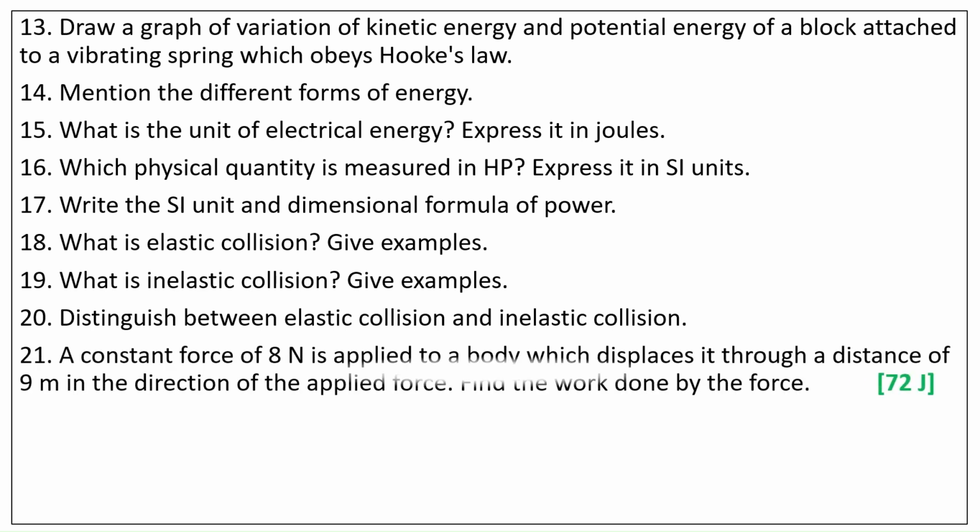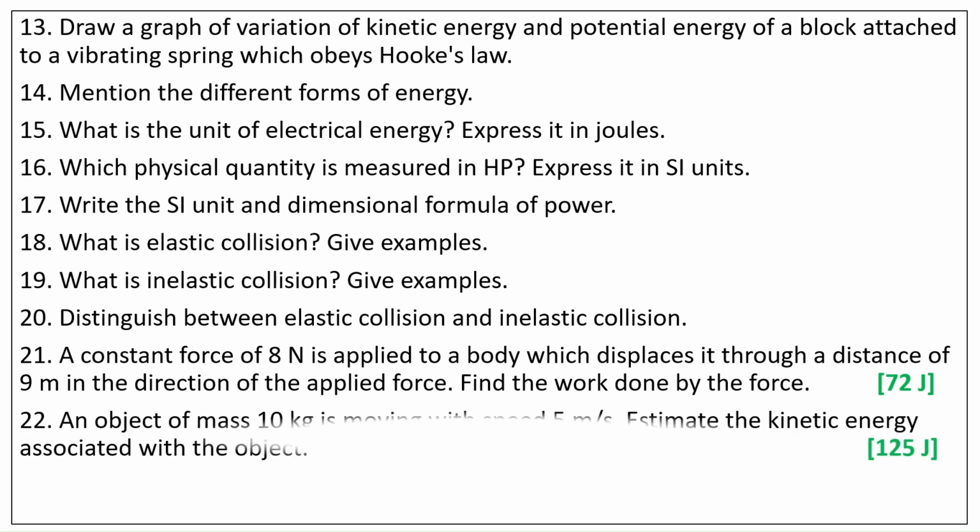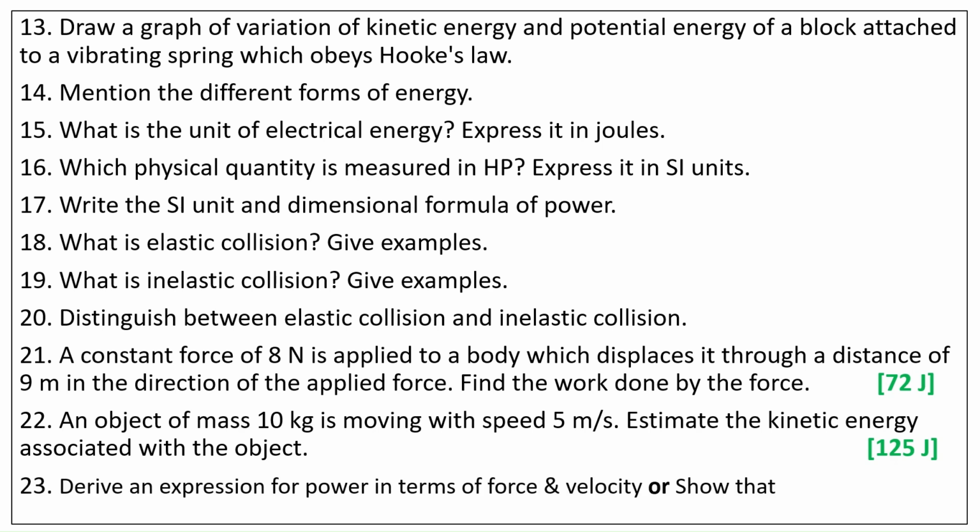21. A constant force of 8 Newton is applied to a body which displaces it through a distance of 9 meters in the direction of the applied force. Find the work done by the force. Answer is 72 joules. 22. An object of mass 10 kilograms is moving with speed 5 meters per second. Estimate the kinetic energy associated with the object. Answer is 125 joules.